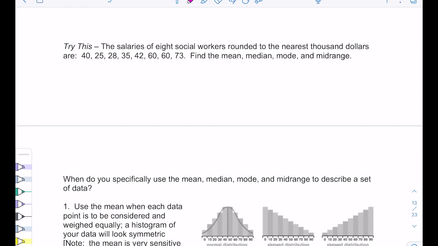Okay, try pausing the video, and I want you to practice finding mean, median, mode, and mid-range for the following data set that represents salaries of 8 social workers. And then you can unpause when you're ready.